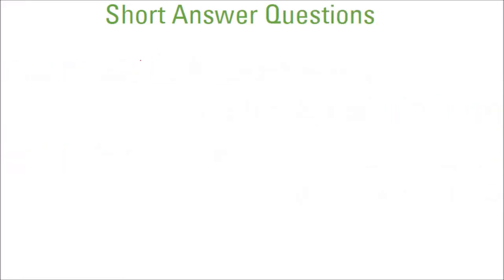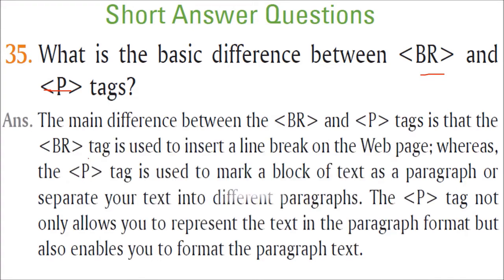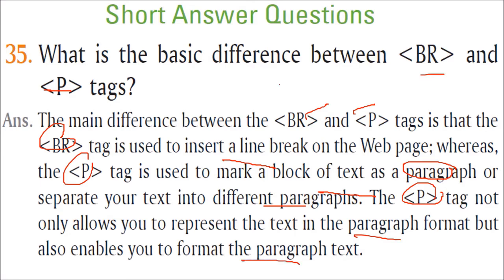Now we'll go to the short answer questions. What is the basic difference between BR and P tags? BR is if you want to go to the second line, that is break. P is for paragraph, for keeping a context together. So the main difference between BR and P tag is that BR is used to insert a line break in a web page, while this P tag is used to mark a block of text as a paragraph, or you can separate your text into different paragraphs. This P tag not only allows you to represent the text in the paragraph format, but it also enables you to format the paragraph text.